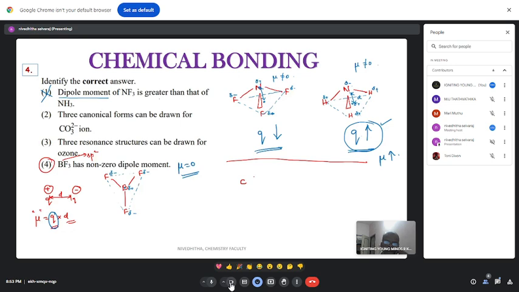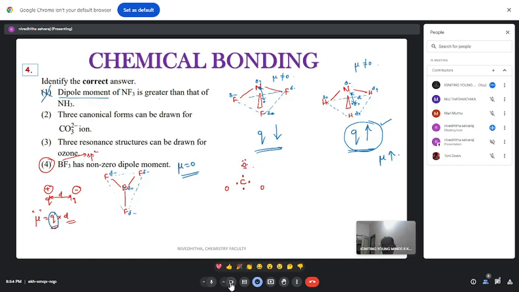What is the valence electron of carbon? Carbon is in 14th group. So 4 electrons can be distributed around this carbon atom, and carbon is connected with 3 oxygen atoms. 1, 2, 3. Okay. Now, what is the valence electron of oxygen? 6. It is 6.